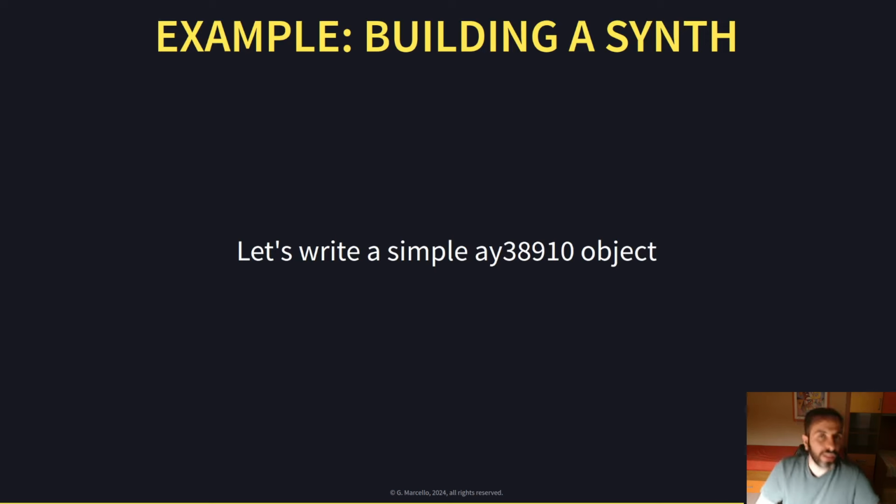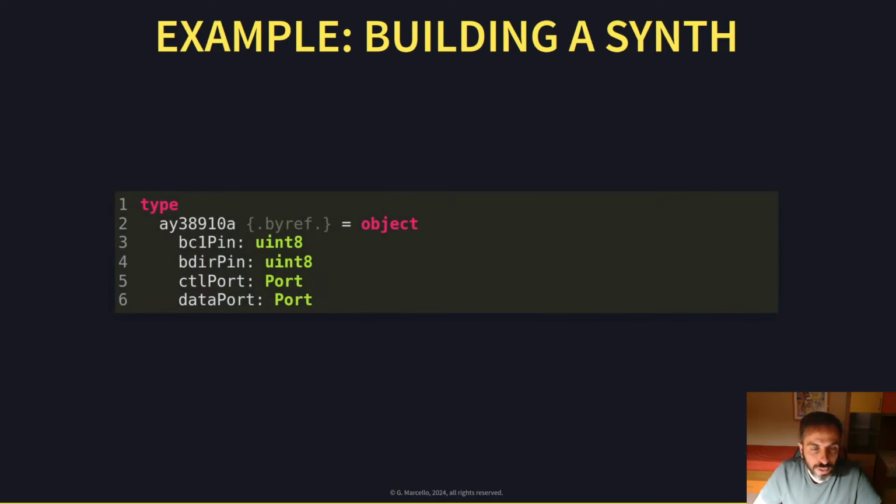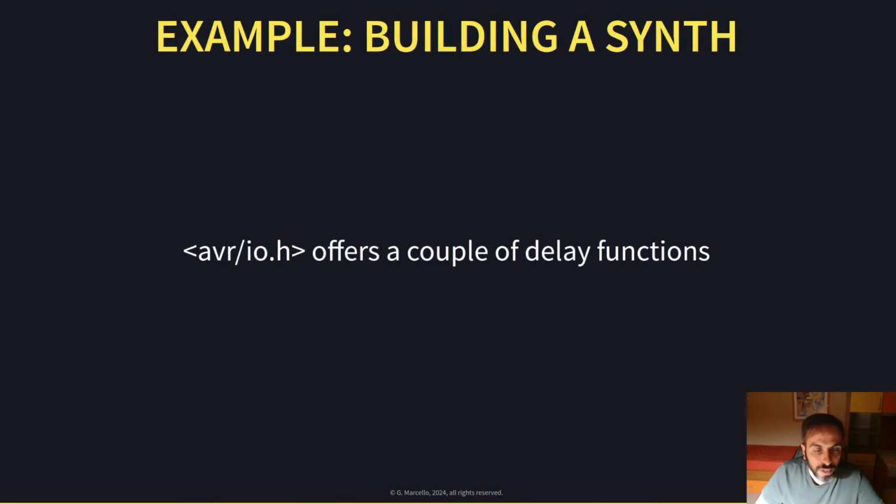Now let's try to make use of those notes that we generated. Let's write a simple object for the PSG. You can see a couple of points here. First of all, I'm using a macro here, by ref. This is something that you can use to force the object to be passed by reference when passing it to procedures, which is a micro optimization maybe, but I wanted to show this to you. Also, I'm using ports here. This is a type from AVR.io, which describes a whole port in a microcontroller.